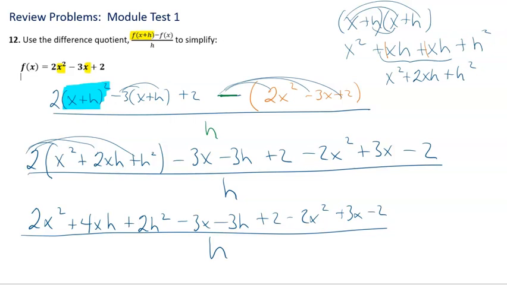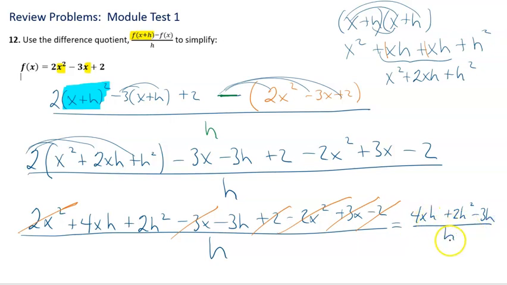But here's what should happen at this point. Any term that doesn't have an h as a factor should cancel out. So look, this 2x squared cancels with this minus 2x squared down here. That has an h in it, that has an h in it. Minus 3x cancels with this plus 3x down here. And this plus 2 cancels with this minus 2 right here. So when I simplify further, that's going to give me 4xh plus 2h squared minus 3h, all divided by h.